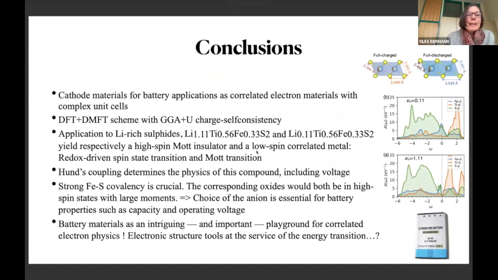Cathode materials for battery applications are correlated electron materials, but with potentially quite complex unit cells.